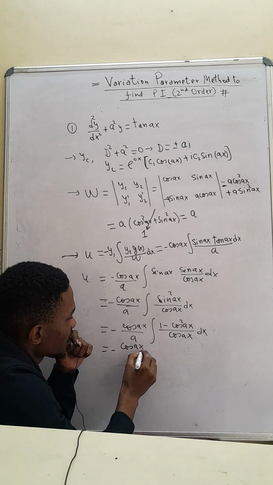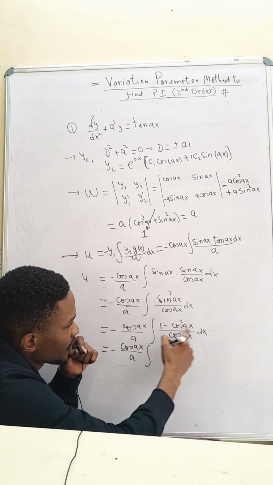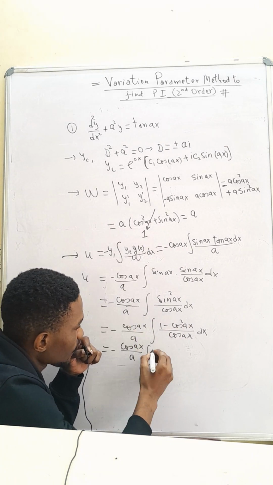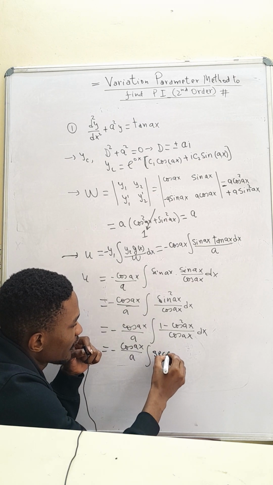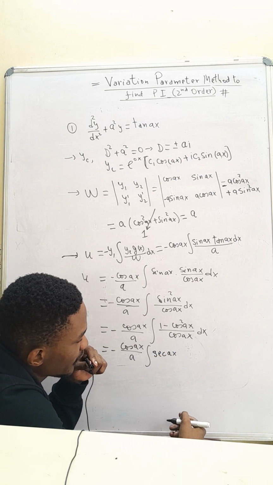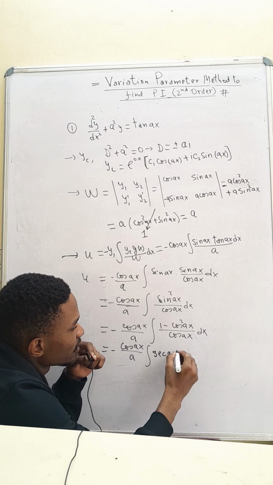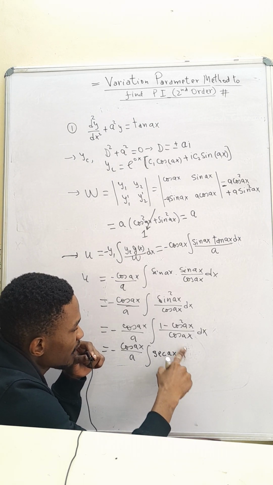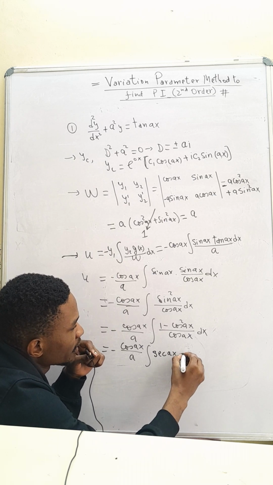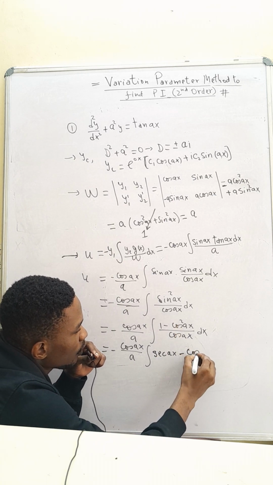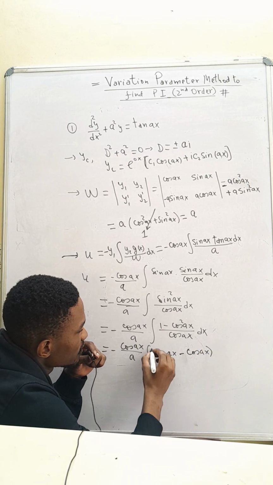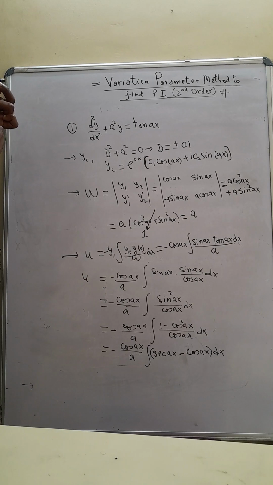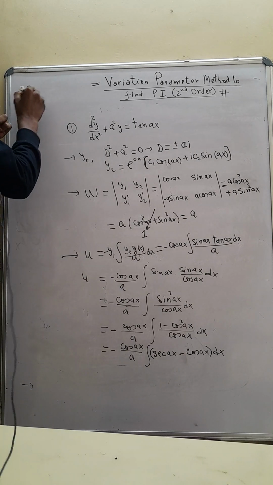So this one, minus cos ax upon a, this integration here will be what? Sec ax, 1 upon cosine, it is sec ax dx, sorry, sec ax minus this upon this cos ax dx.